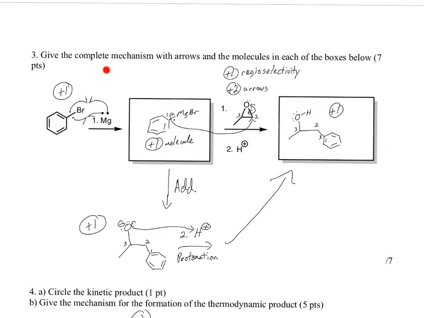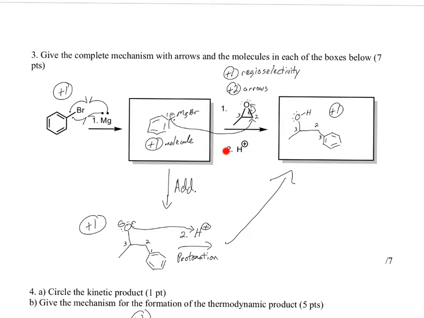For this one, give a complete mechanism with arrows and molecules in each of the boxes below. The first step was to form this Grignard. That's that radical process, so you show these fish hook single-headed arrows. That gets you to this Grignard. So the arrows were +1, and drawing this Grignard molecule was +1.